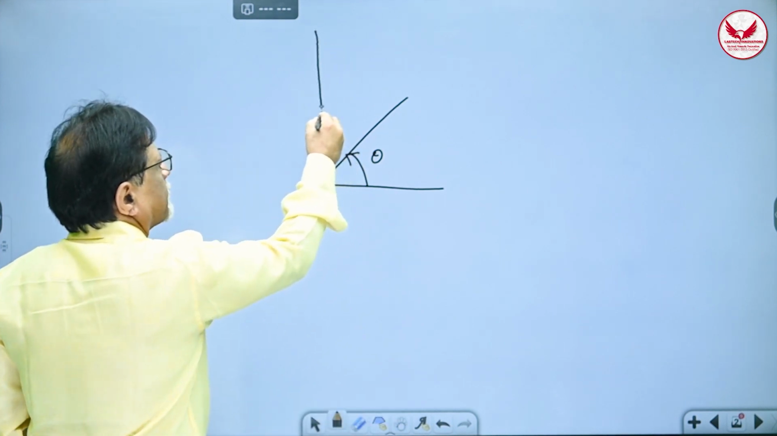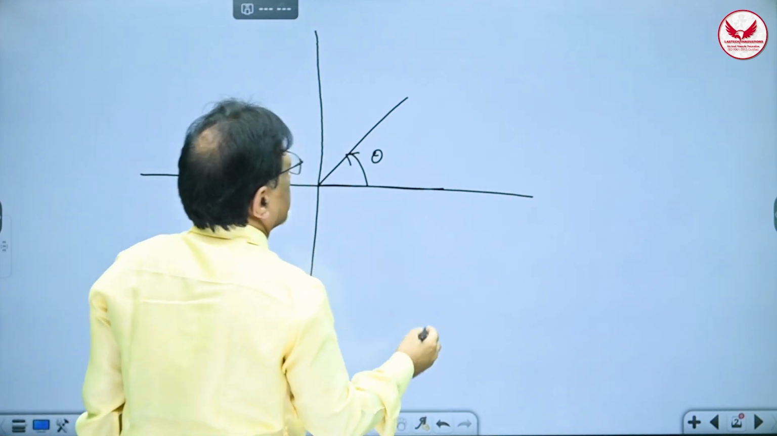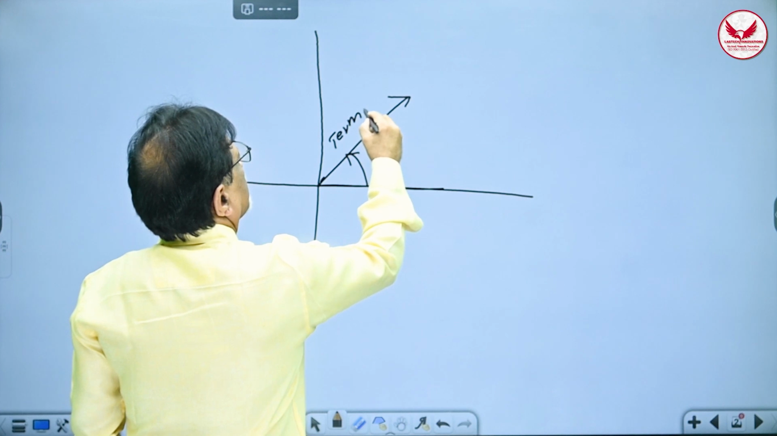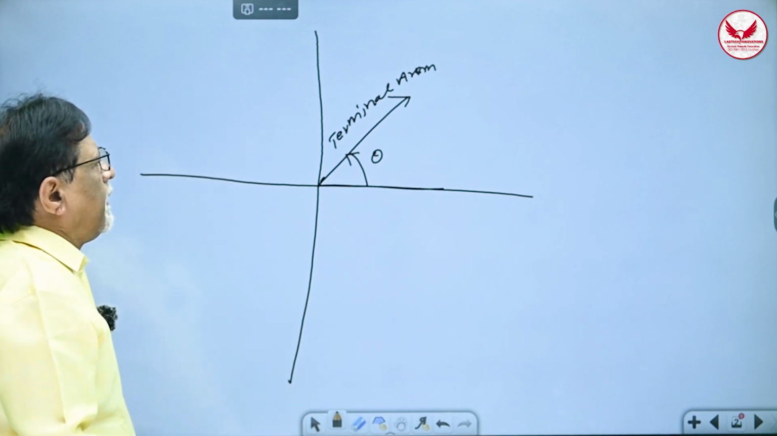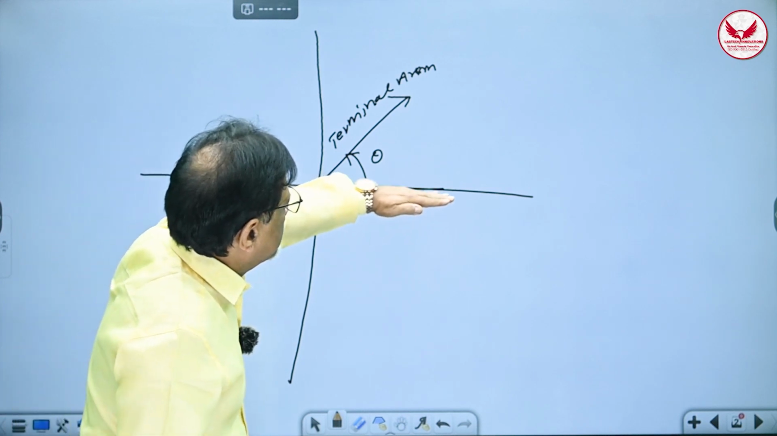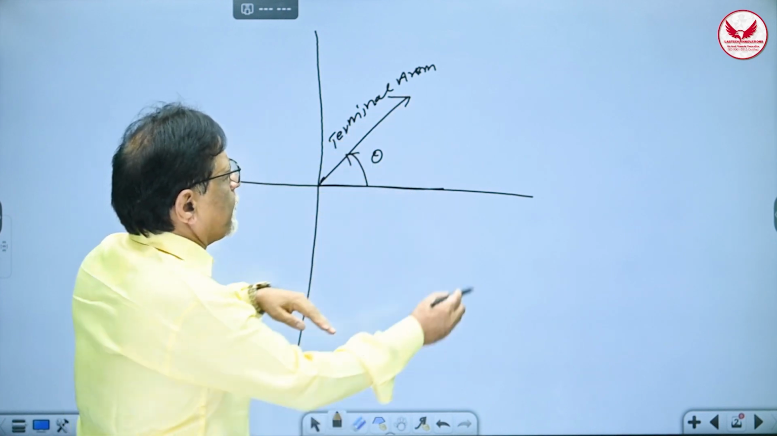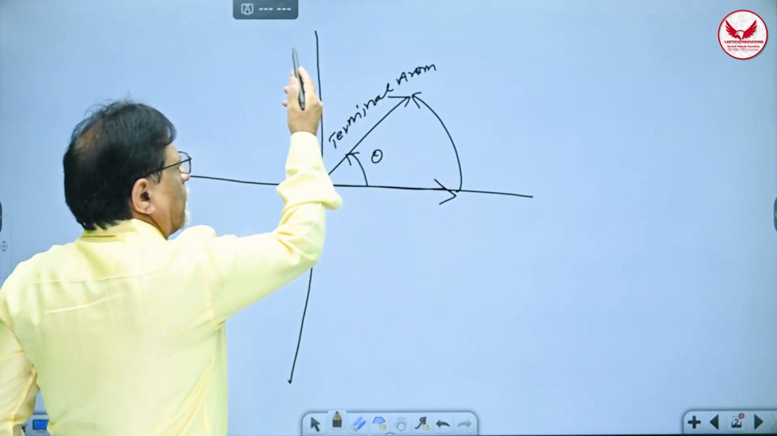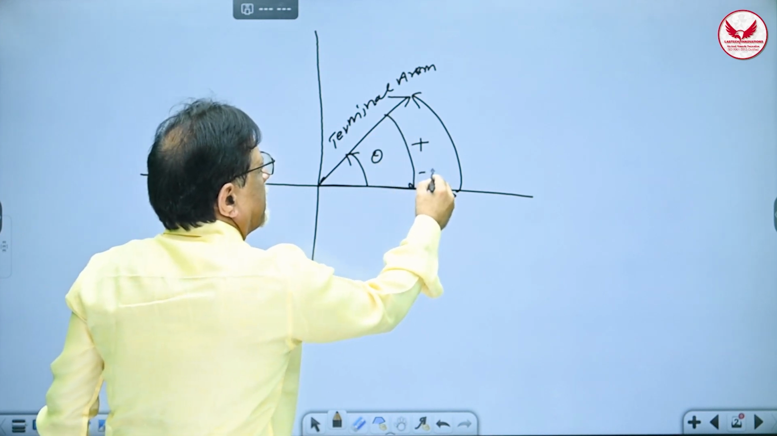We take this as y-axis. We take this as x-axis. And then, we always imagine that this is a terminal arm. And if I want to draw any angle, I will imagine that this terminal arm is rotating from the initial position of x-axis in anticlockwise direction. So, describing an angle is always from here to here. If it is described in anticlockwise direction, then it is positive. If it is described in clockwise direction, it will be termed as negative.